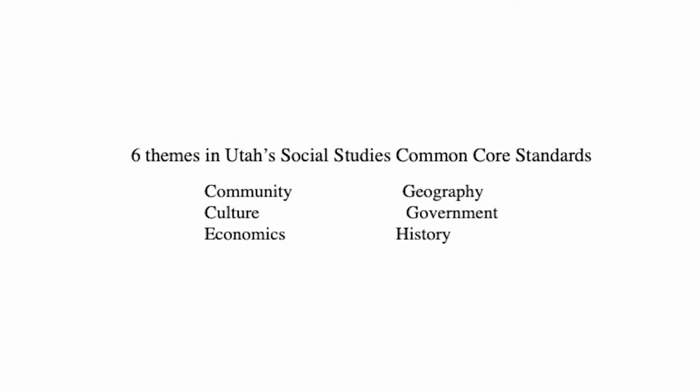The 6 themes for the Utah Social Studies core are community, culture, economics, geography, government, and history. Within those, the 10 national themes are covered. With the different grade levels, there are different focuses, as I mentioned, starting in 3rd grade. They will build off of each other. The 4th grade core will not only talk about what students learn in 3rd grade, but what students should learn in 4th grade, and so on and so forth until we get to 6th grade.